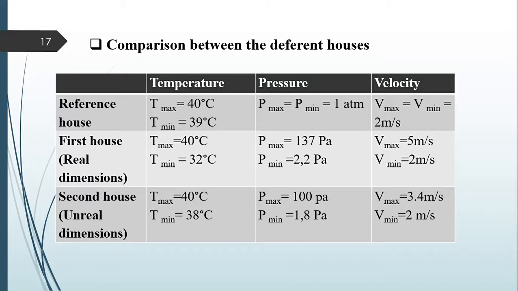In the first house, we have the temperature decreased by 1 degree. Pressure and velocity remain the same value. Then, in the second house, there is a decrease in pressure and temperature by 8 degrees. The velocity increased too. In the last one, the temperature decreased by 2 degrees and the velocity increased by 1.5.